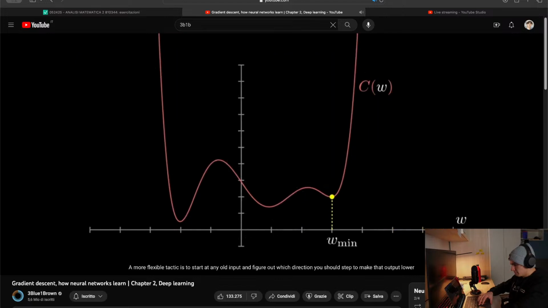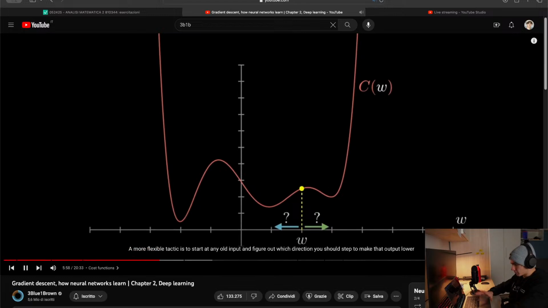A more flexible tactic is to start at any old input and figure out which direction you should step to make that output lower. Ok, come funziona il gradient descent? Che è quello che sta spiegando.